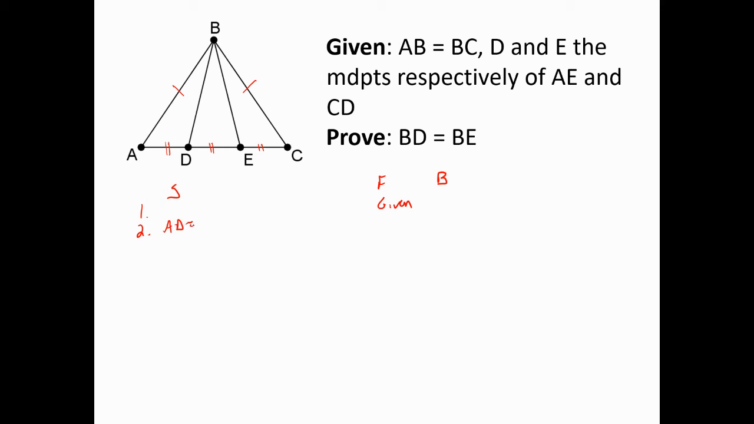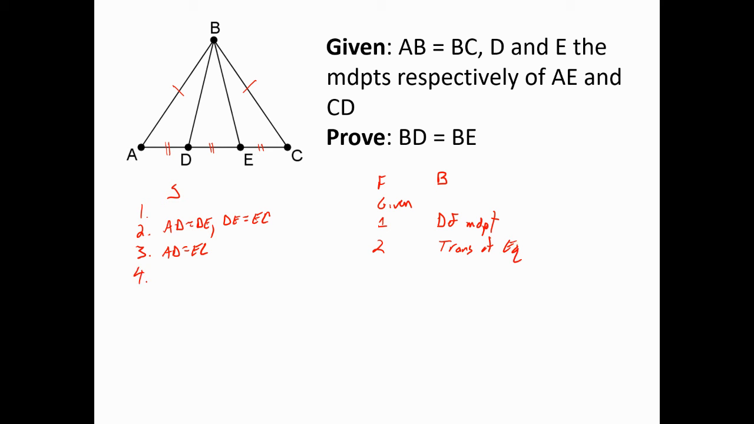We noted that AD has to equal DE. And we noted as well that DE has to equal EC. And that comes from the given, of course, by the definition of midpoint. And then, as we noted, this of course implies that AD is equal to EC, and that follows from 2 by the transitivity of equality.